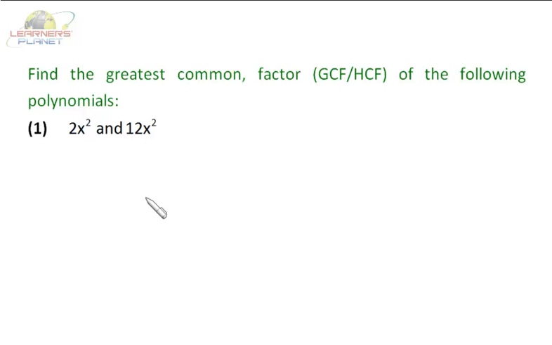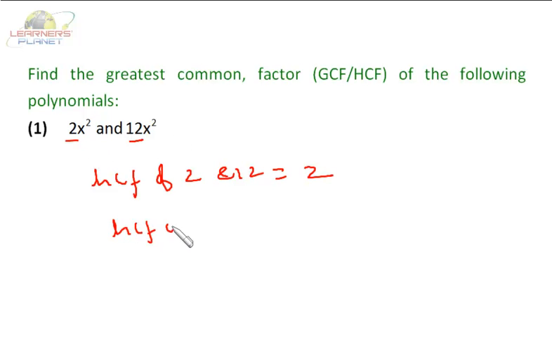Now let's take some examples. We have to find out the greatest common factor or highest common factor of the following polynomials. Now what is the first step? First of all, find the HCF of 2 and 12, that is the numeric terms or maybe numbers. So HCF of 2 and 12 is 2. And what is the HCF of x square and x square? Since x square is common between the two, so it will be x square.